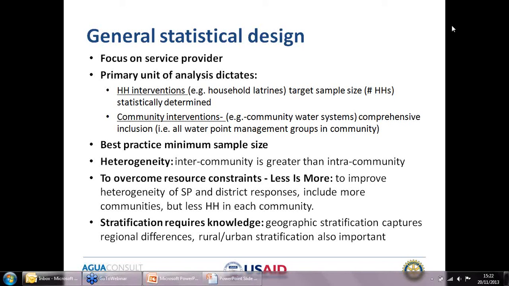We also want to recognize that there are limited resources when you're doing these studies. So we found that less is more, and that to improve the heterogeneity, we want to include more service providers and more districts as opposed to including more communities in a single district, or including more neighborhoods and communities as opposed to including more households in any single community or neighborhood. And the final thing that we found is that stratification requires very specific knowledge, so you want to represent that heterogeneity by capturing the geographic differences, regional differences, rural-urban differences, and also any cultural differences.